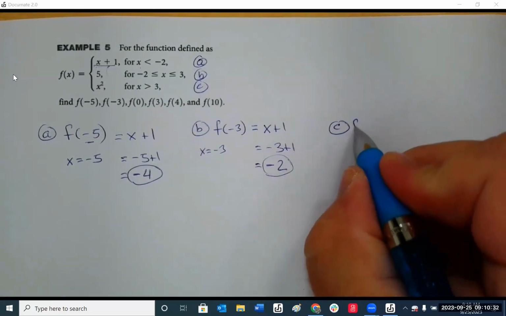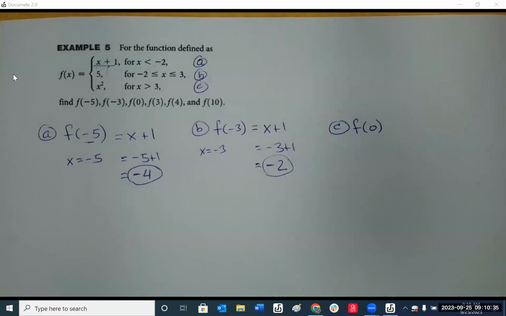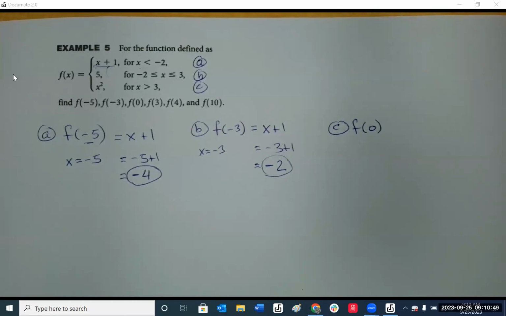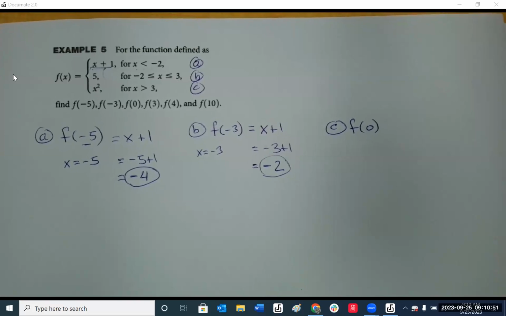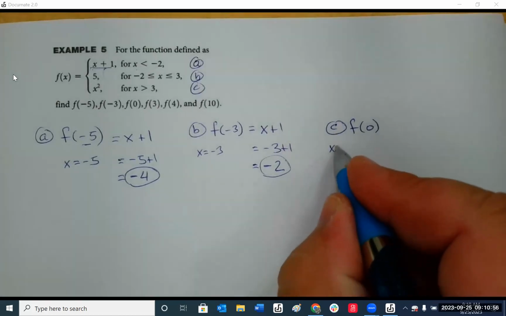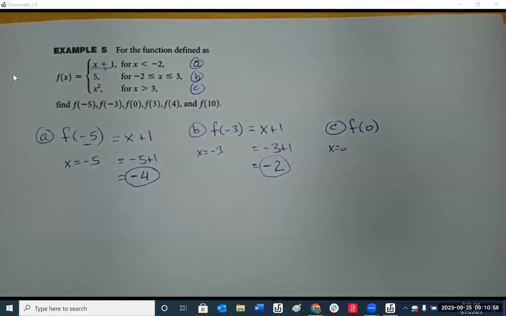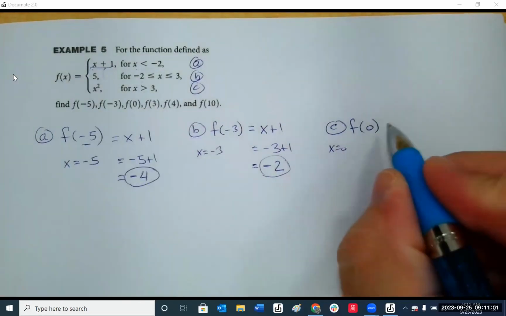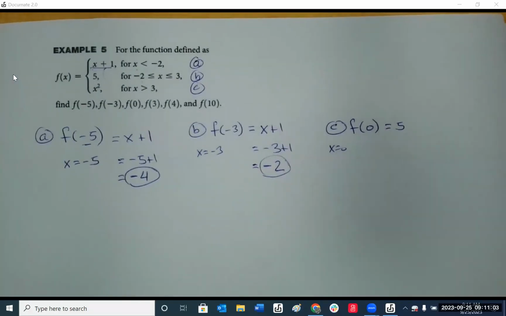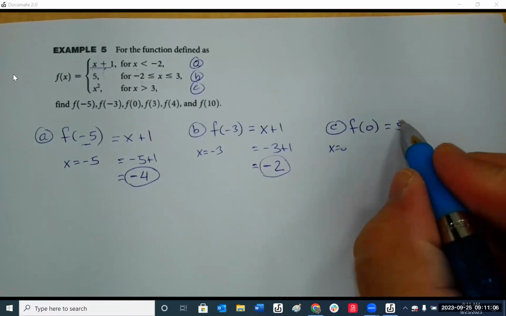C, f of 0. Which formula am I using? A, B, or C? B, because we're looking at x equals 0. 0 is between -2 and 3. So we have to use this middle one. So the answer is 5. It's a constant function.